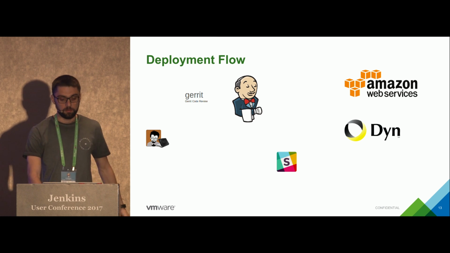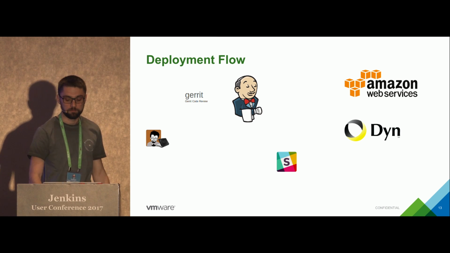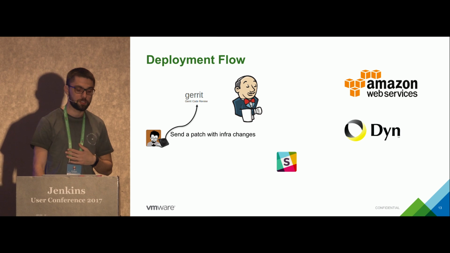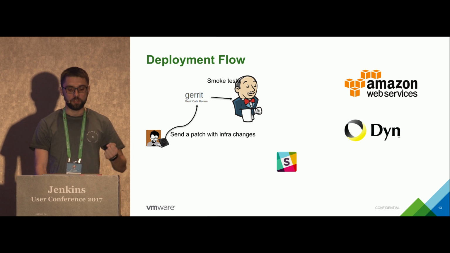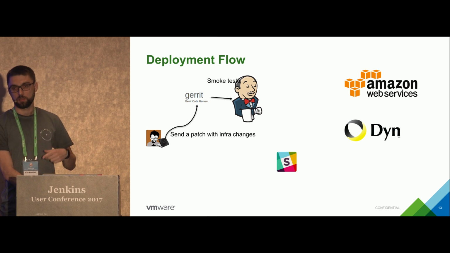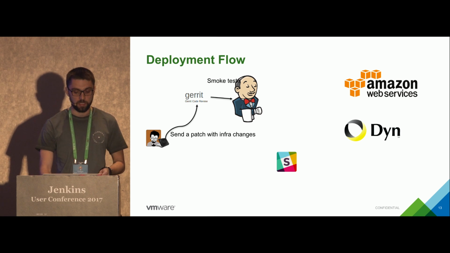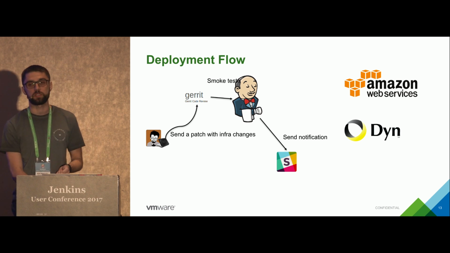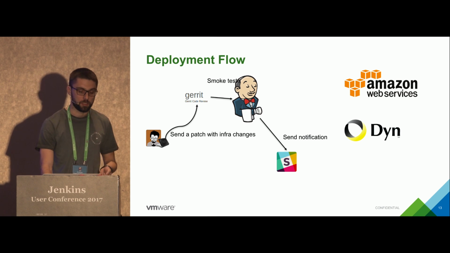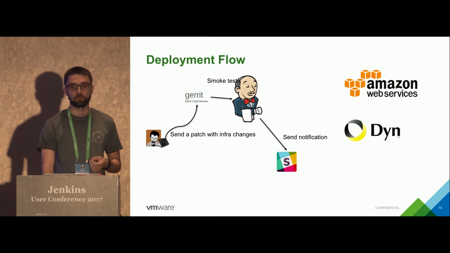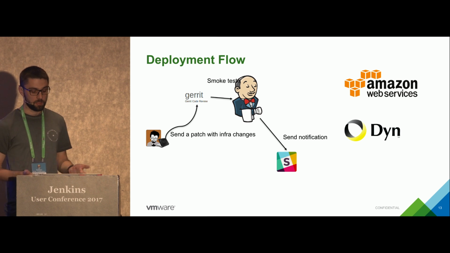So how does the flow look? I'm a developer. I want to provision, for example, one load balancer on my infrastructure. So I prepare a change and send it to Gerrit. Jenkins detects the change and cherry-picks it. It will run the smoke tests, which are formatting, validation, and execution plan. Then a Slack notification will be sent to relevant channels, notifying our customers that we are going to deploy the change to the infrastructure and what the impact of the change is, because sometimes you need a downtime for deployment.